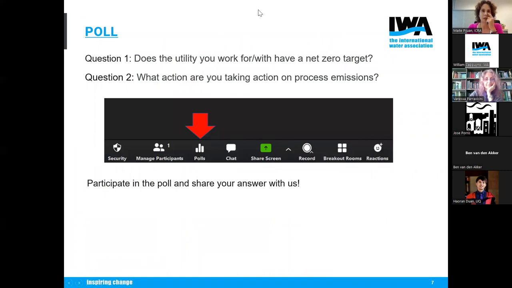Also, we'll have a poll. We want to know where you work. Then, does the utility you work for have a net zero target? And also, what action are you taking to try to reduce these process emissions?